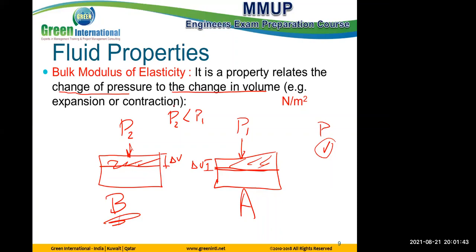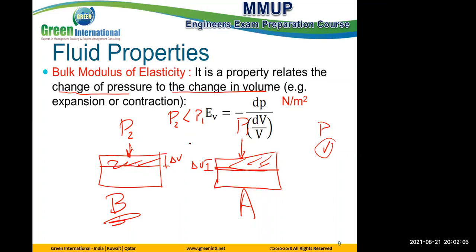Actually, this is the concept of bulk modulus of elasticity. This value is a property of the material. When this value is smaller than the other value, it means that this fluid is easier to compress, or more elastic, than the other. Clear? What is the equation used here?